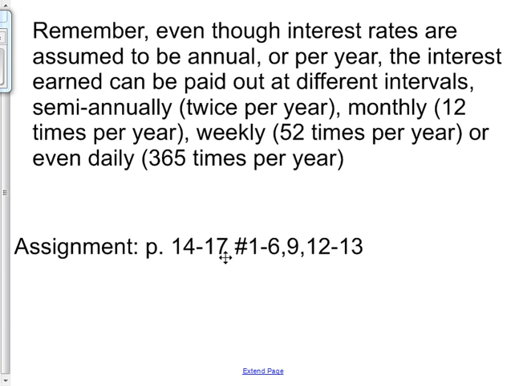Remember, even though interest rates are assumed to be annual or per year, the interest earned can be paid out at different intervals. Semi-annually means twice per year, monthly is 12 times per year, weekly is 52 times per year, or even daily, 365 times per year. Another one that is common is quarterly, or 4 times per year.